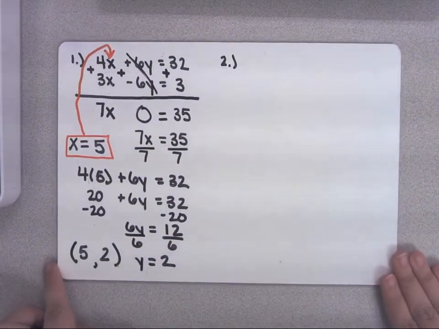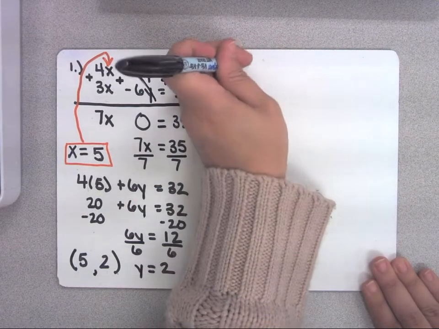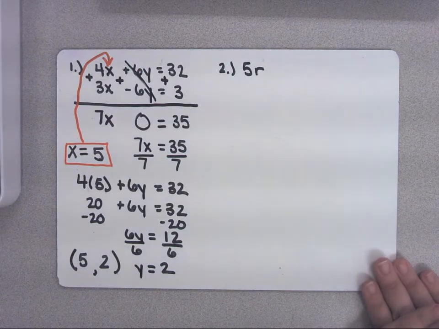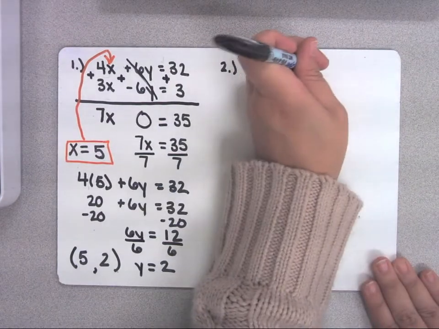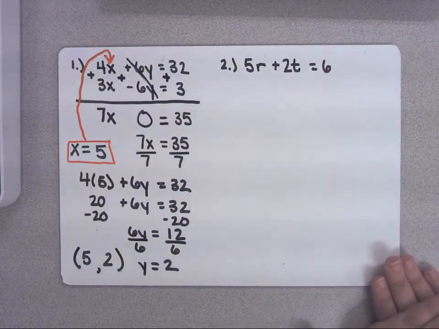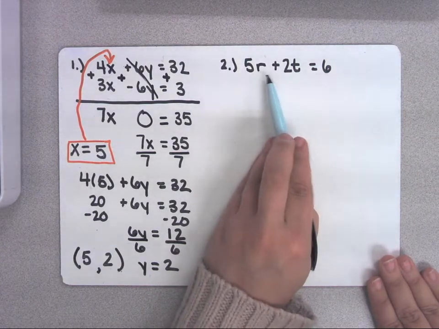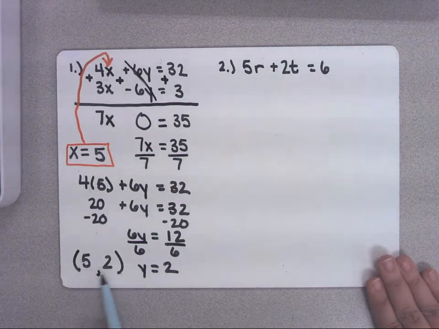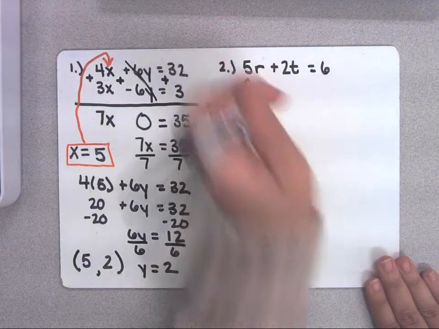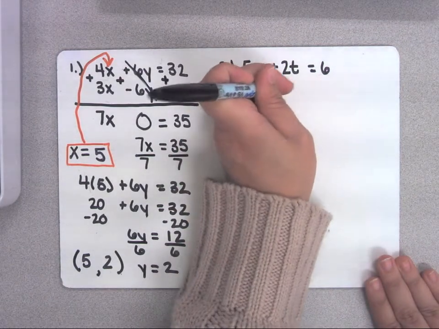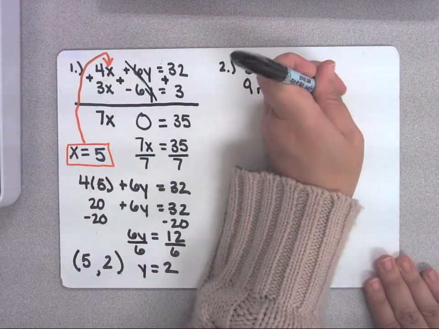Okay, so let's do another one, okay? How about, I gotta fix my glasses. 5r, changing the variable, plus 2t equals 6. So now I have r and t, but you see how r comes before t in the alphabet and it comes first here? They usually put it in order here, so you know how to put it in order here, okay? Next equation, 9r plus 2t equals 22.